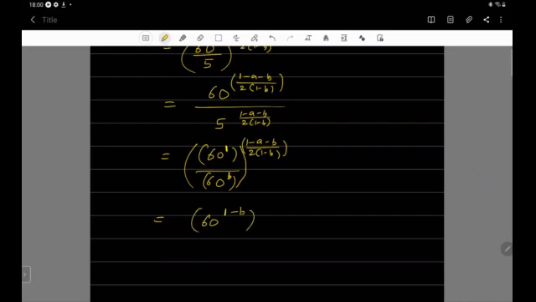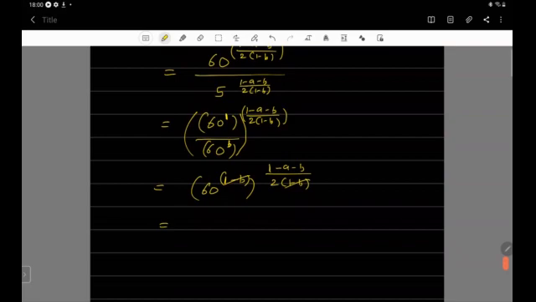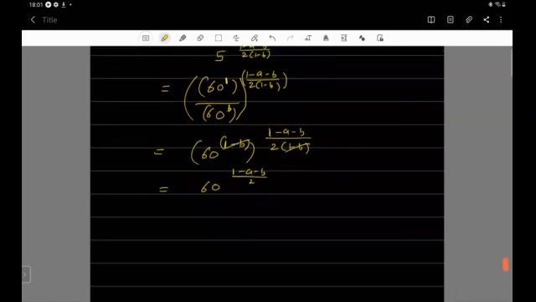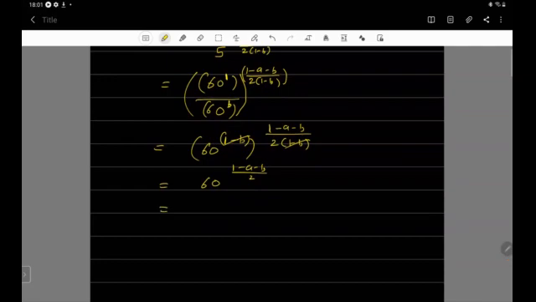So 60 power (1 minus b) it will become, and this is now (1 minus a minus b) divided by 2 times (1 minus b). In no time we are going to cancel 1 minus b. Now 1 minus b gets cancelled, and we have 60 to the power (1 minus a minus b) whole divided by 2 left. Is it clear? Till this step things are clear, right? What after this? This can be written as 60 to the power (1 minus a minus b) whole power half.